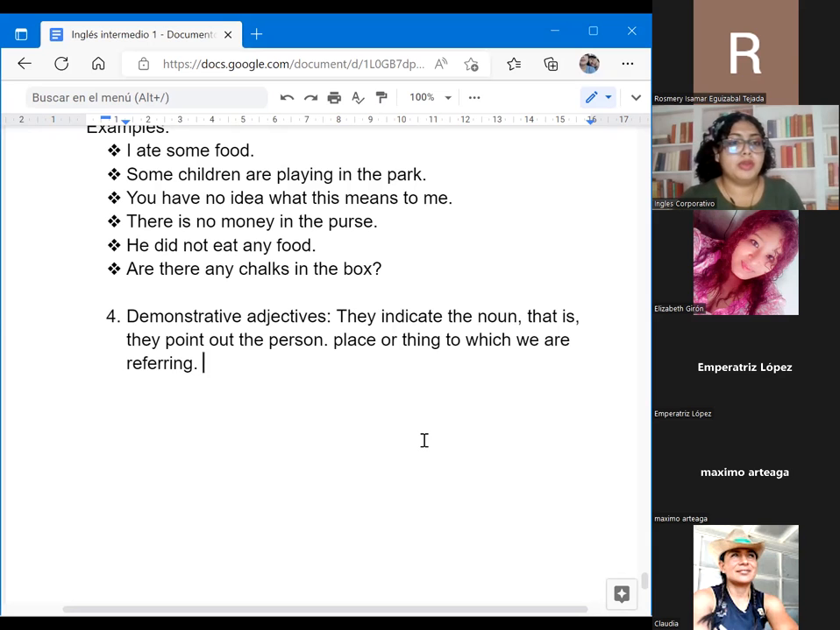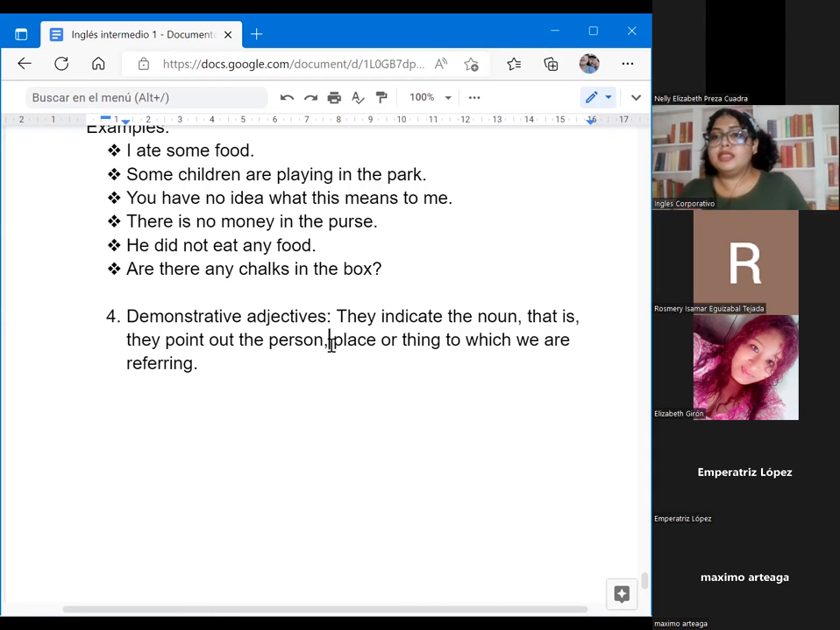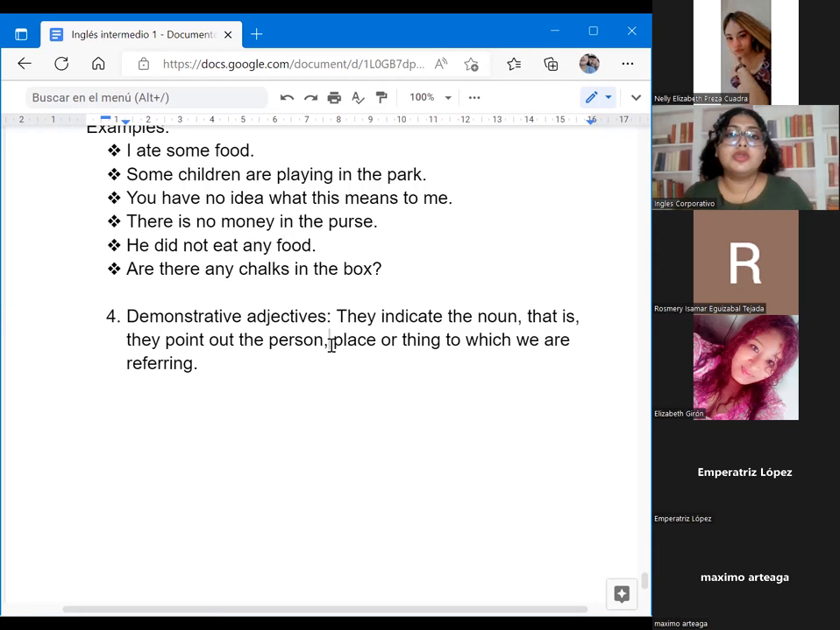So we were talking about the demonstrative adjectives, the last part that we were talking about yesterday. They indicate the noun, that is, they point out the person, place, or thing to which we are referring. And we were also saying that this category of adjectives is like answering a specific question.